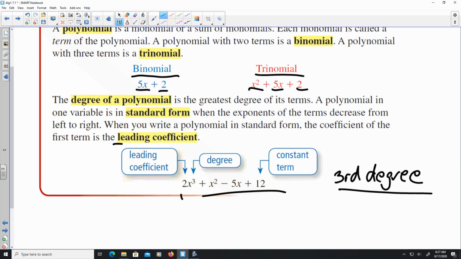And then the final definition here is looking at lead coefficient. Lead coefficient is the number that is attached to the variable with the largest degree. And so in this case here, 2 is attached to the x cubed, so my lead coefficient in this case is 2.